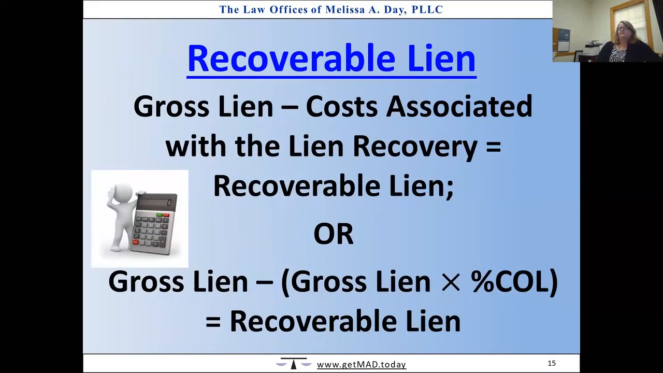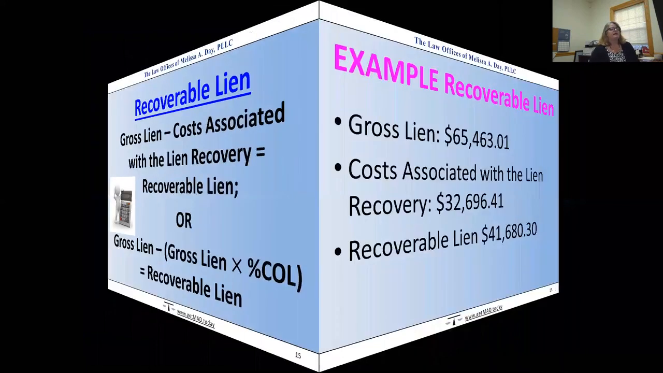So your recoverable lien, again, will be your gross lien minus the costs associated with the lien recovery. And that gives you your recoverable lien. Or another way to put that is that it's your gross lien minus the gross lien times the percent cost of litigation, and that gives you your recoverable lien. So we'll do a quick example on that.